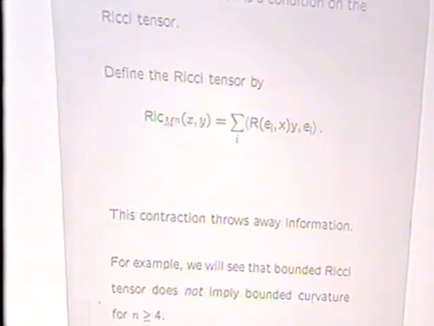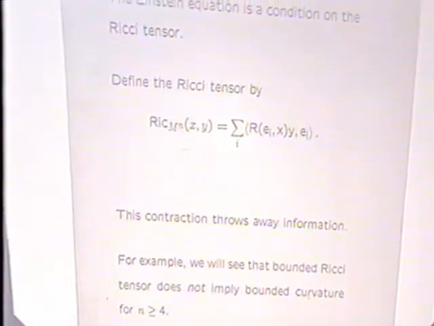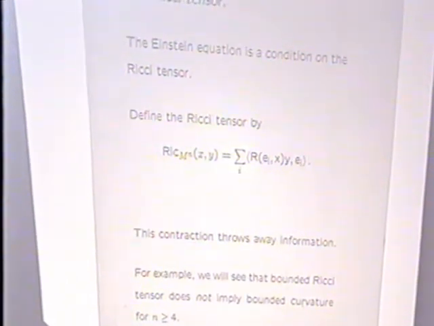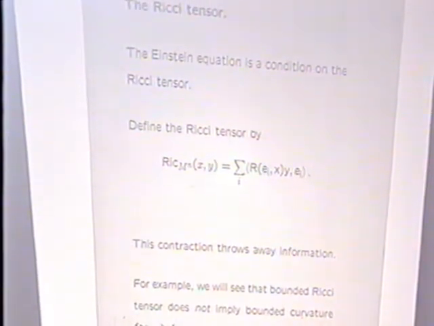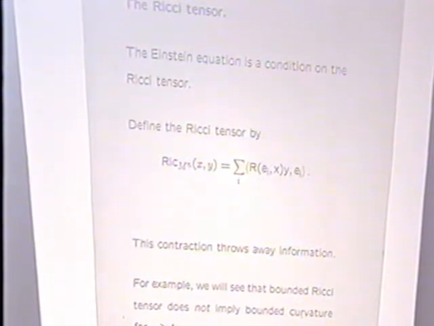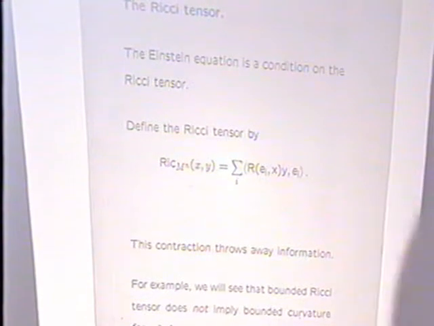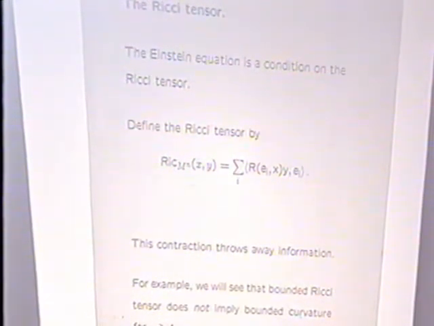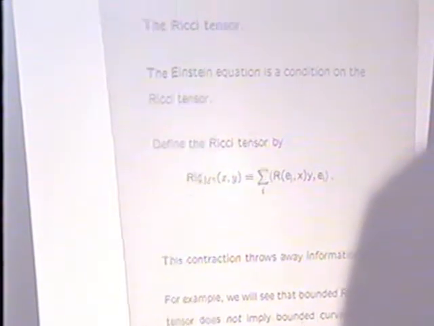It throws away information. And although it turns out that up through and including dimension 3, bounded Ricci curvature, meaning that this bilinear form is bounded when compared to the metric, implies that the sectional curvature is bounded, in dimensions 4 and above, that isn't true. So we wouldn't want to make the same assumptions as last time because it would not include the interesting issues. Nonetheless, we'll see that the discussion of last time is relevant, but the point is that we have to do more work to see to what extent the hypotheses are satisfied.